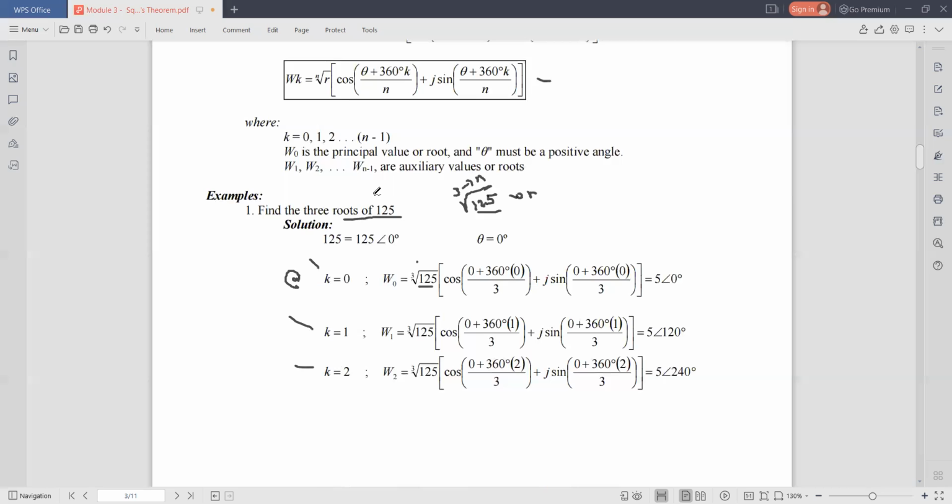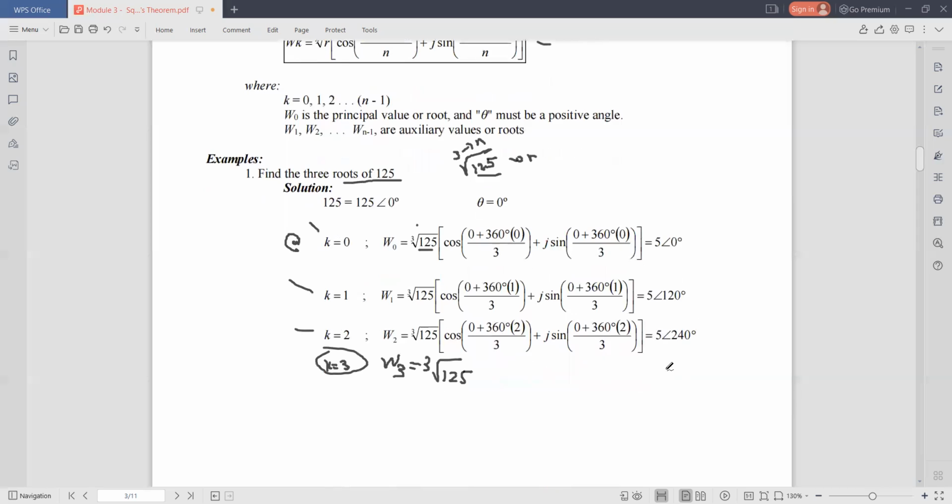Okay? For the fourth root, you will have your K equals 3. Then you need to follow the same pattern. So W sub 3 is equals to 3, then square root of 125. But in this case, your K here will be replaced by 3. Same pattern lang din, and so on.